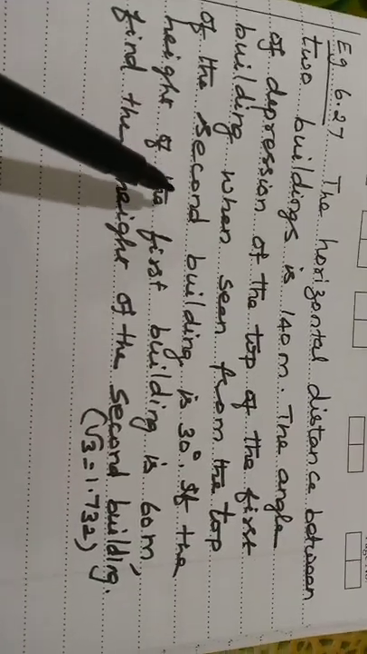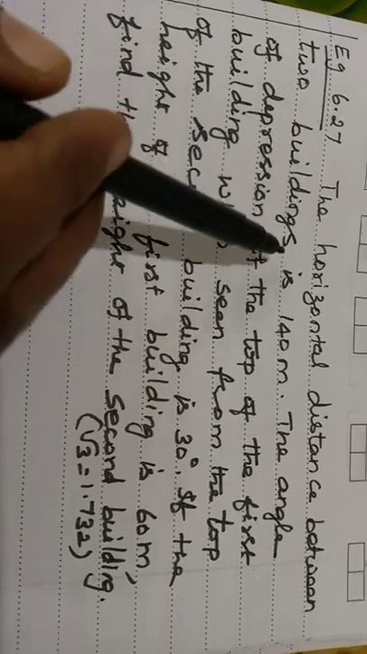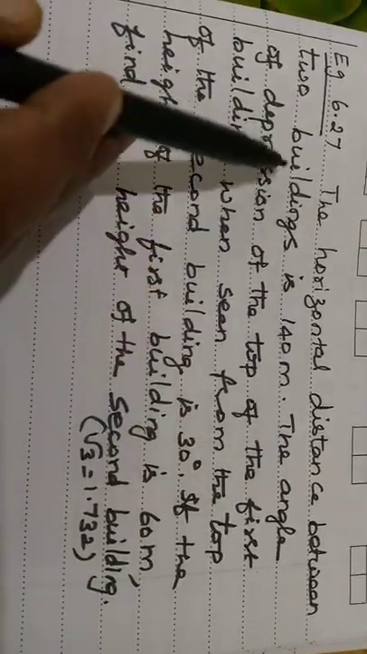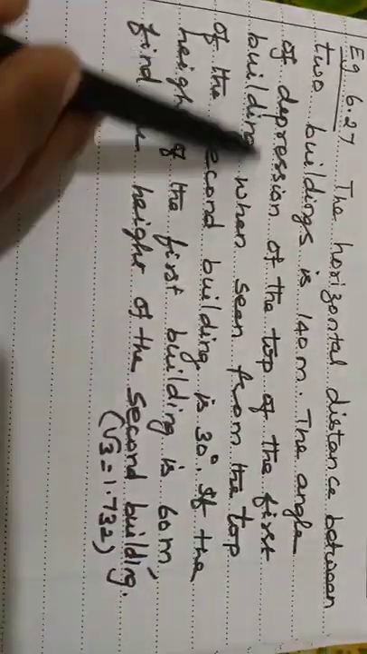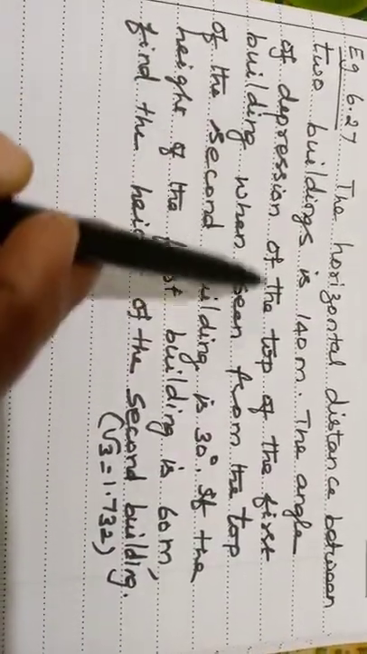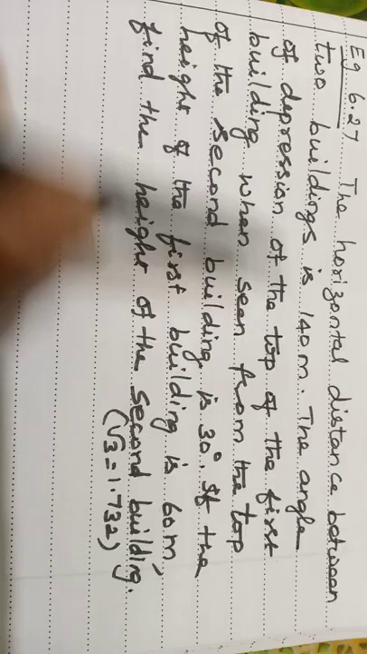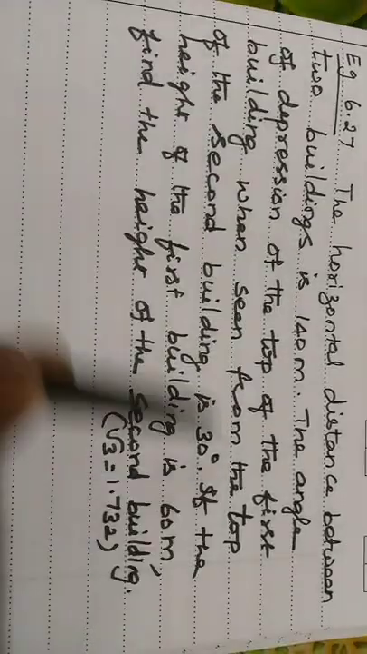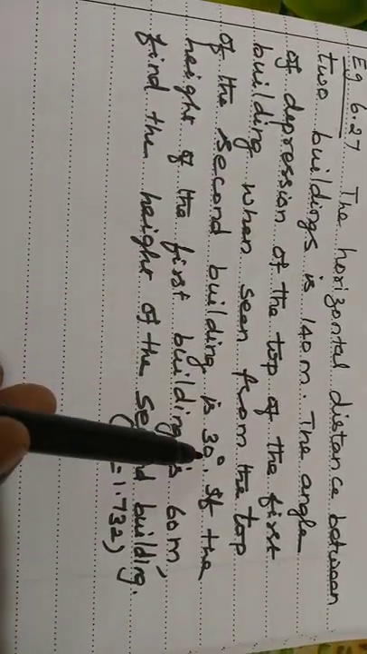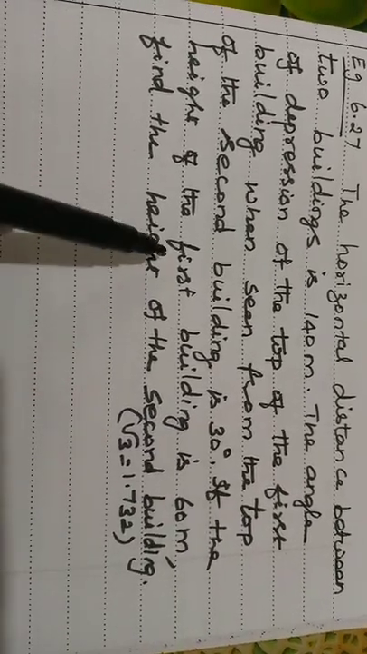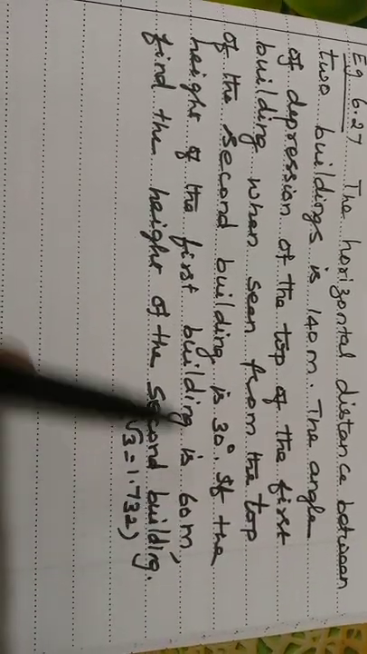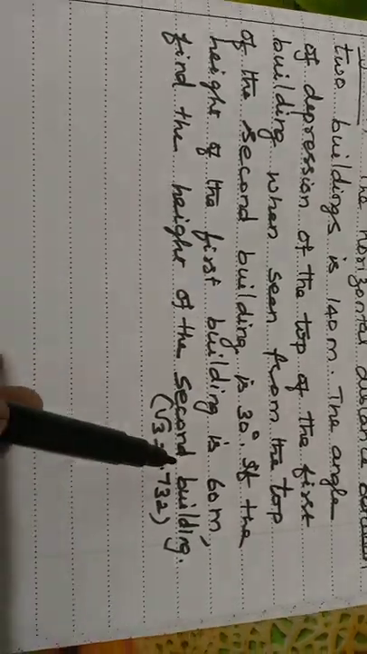All of you take your note and book. Let's write example 6.27. The horizontal distance between the two buildings is 140 meter. The angle of depression of the top of the first building when seen from the top of the second building is 30 degree. So angle of depression is given as 30 degree. If the height of the first building is 60 meter, find the height of the second building.